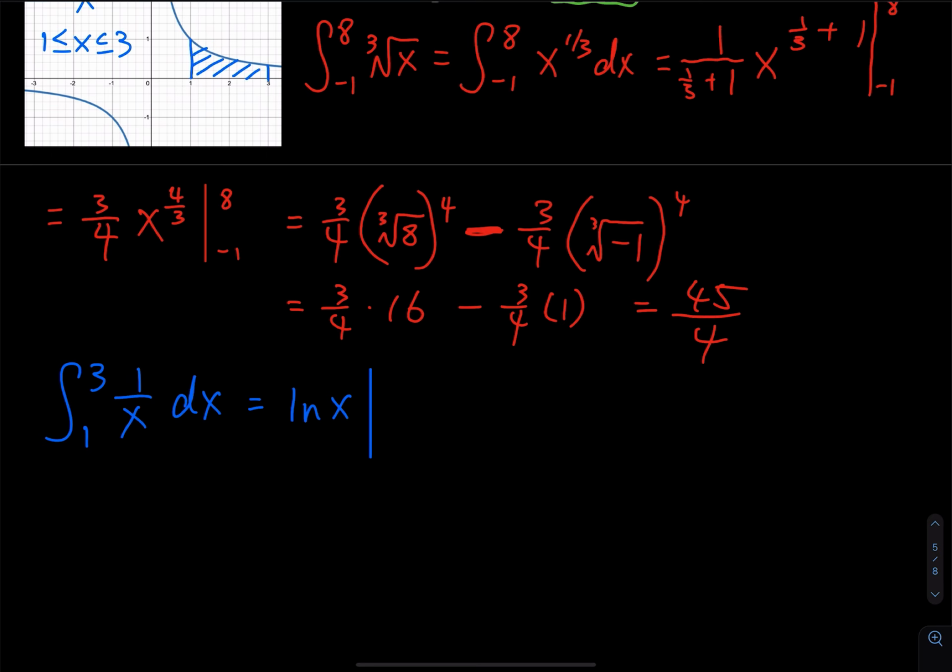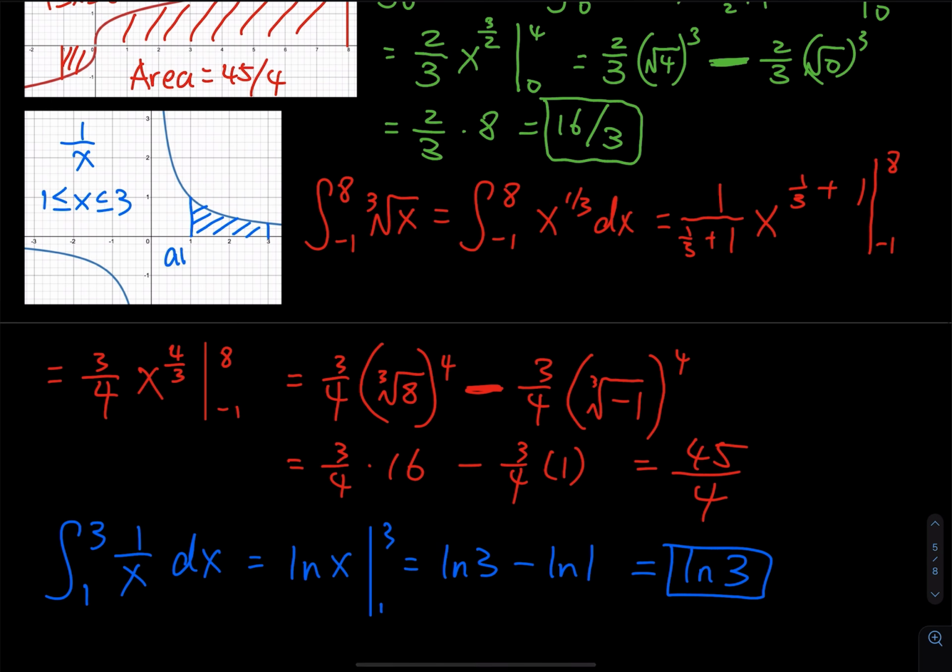So it goes from 1 to 3, and then you have ln 3 minus ln 1. ln 1 is equal to 0. So the area is equal to ln 3. So this area is equal to ln 3.